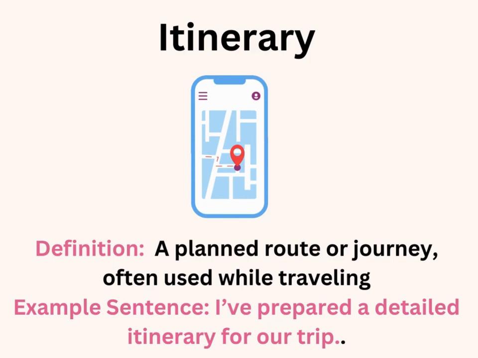Word: itinerary. Definition: a planned route or journey, often used while traveling. Example sentence: I've prepared a detailed itinerary for our trip.